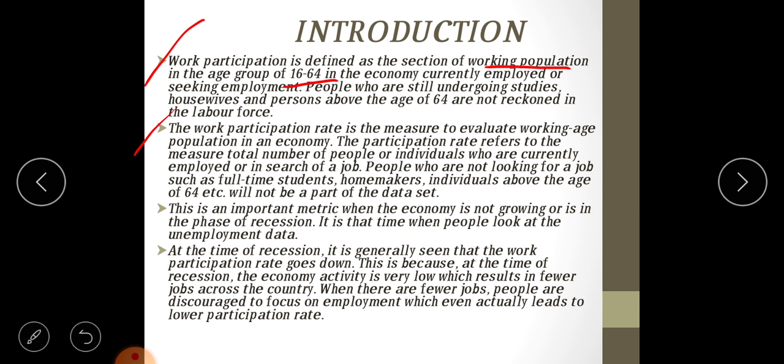The participation rate refers to the measure of the total number of people or individuals who are currently employed. So this will help you to find out the total number of people or individuals who are currently employed or in search of a job. People who are not looking for a job, such as full-time students, homemakers, individuals above the age of 64, etc., will not be a part of this data.